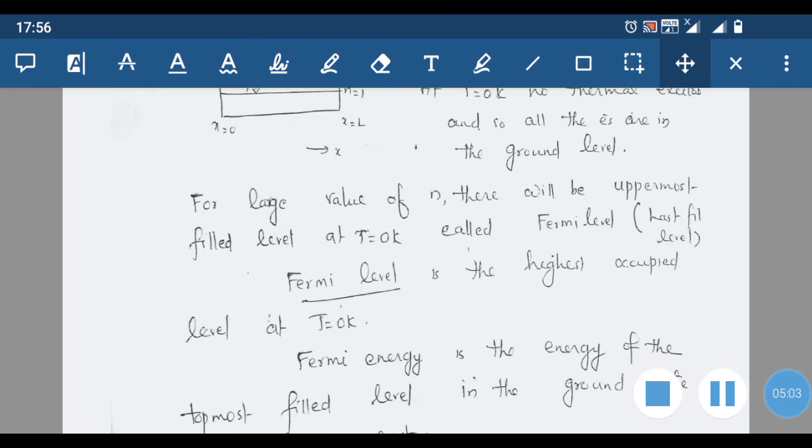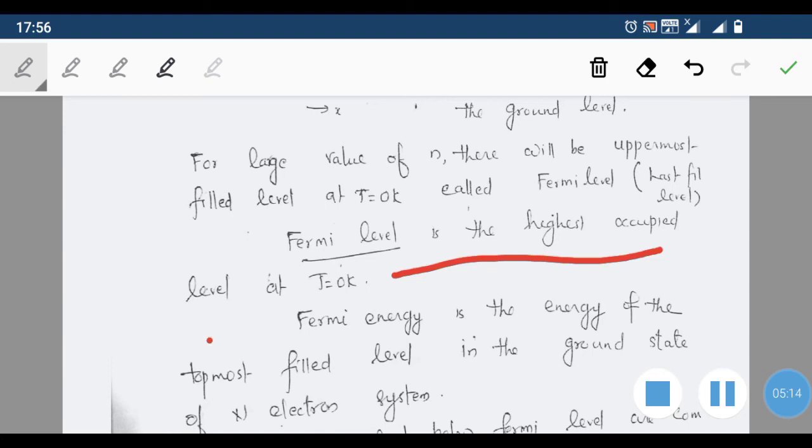Fermi level is defined as the highest occupied energy level at T is equal to 0 Kelvin, absolute temperature, and Fermi energy is defined as the energy of the topmost filled level in the ground state of an n-electron system. Fermi energy and Fermi level both are important. So Fermi energy is the energy of the topmost filled level in the ground state at T equal to 0. All the conditions are taken at absolute temperature.